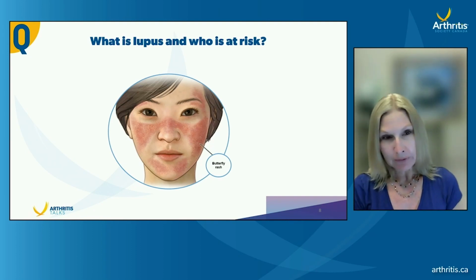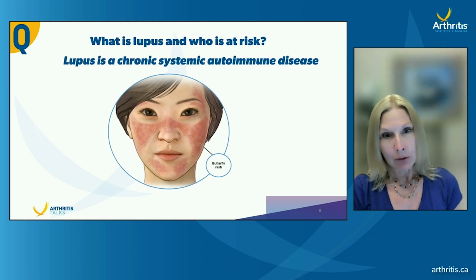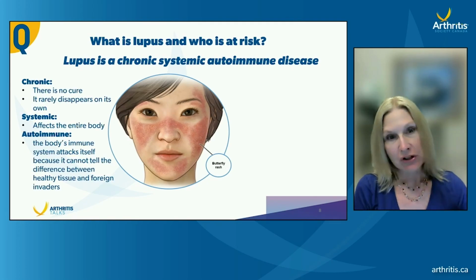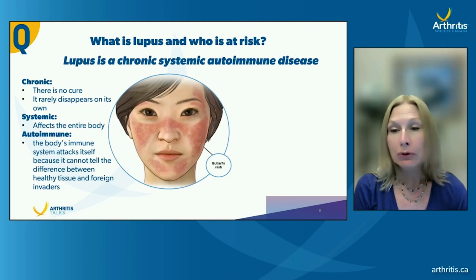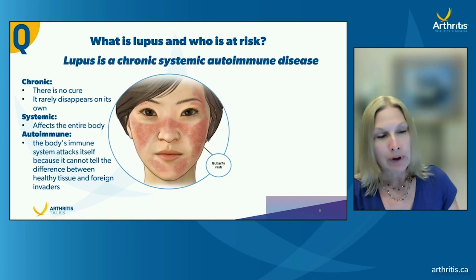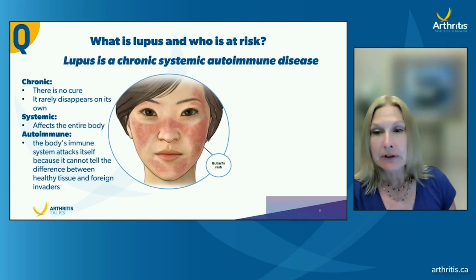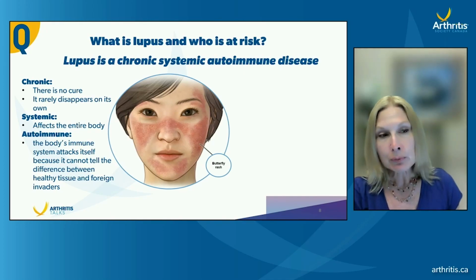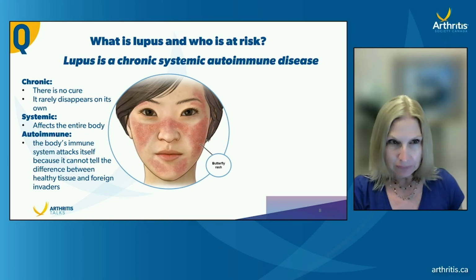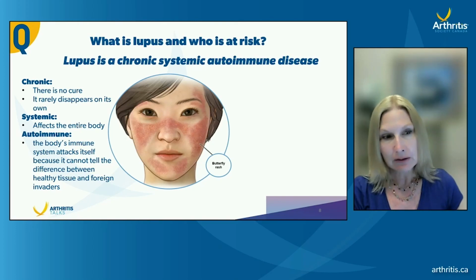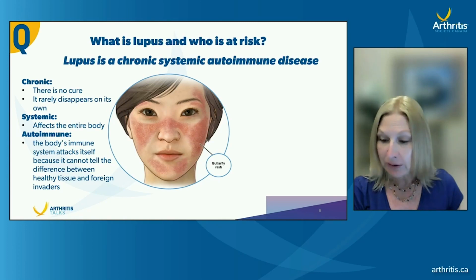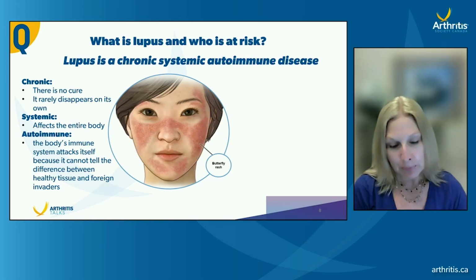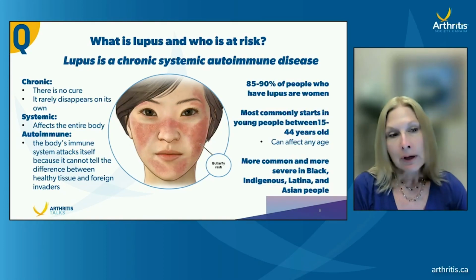So first, what is lupus? Lupus is a chronic systemic autoimmune disease, and each of these words in that definition is actually important. Chronic means there's no cure, and it rarely disappears on its own without treatment. Systemic means that it affects the entire body. There are autoimmune diseases that only affect a single organ, like the thyroid or the skin. Lupus, though, is in the bloodstream and it is everywhere. It is a systemic disease. And autoimmune means that the body's immune system has got its signals crossed and is attacking itself because it can't tell the difference between healthy tissue and foreign invaders like bacteria or viruses, or tissue that's been otherwise damaged. So that's a definition of lupus.